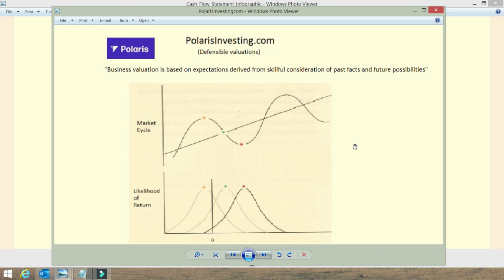As a reminder, business valuation is based on expectations derived from skillful consideration of past facts and future possibilities.